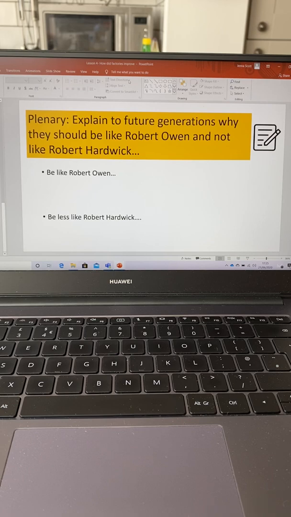And then plenary, so end of this lesson, explain to future generations why they should be like Robert Owen and not like Robert Hardwick. So why be like Owen, one little sentence, why be less like Robert Hardwick, one little sentence. So that's the end of lesson 4.